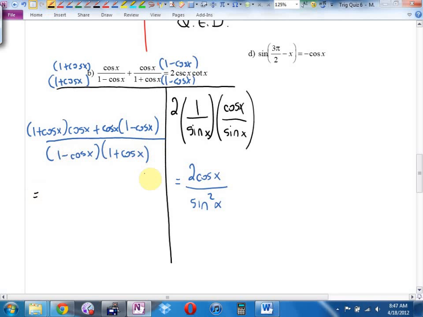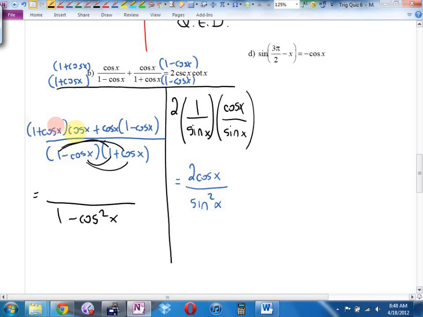Let's do the bottom first because it's a little less yucky. If I FOIL this out, if I go chunk, chunk, chunk, chunk, I think I get 1 minus cos squared. And right about here was where I got my nerdy adrenaline rush, because you know what 1 minus cos squared is also the same as? Sine squared. I went, apparently the bottom is going to work out. I'm guessing the top will too.